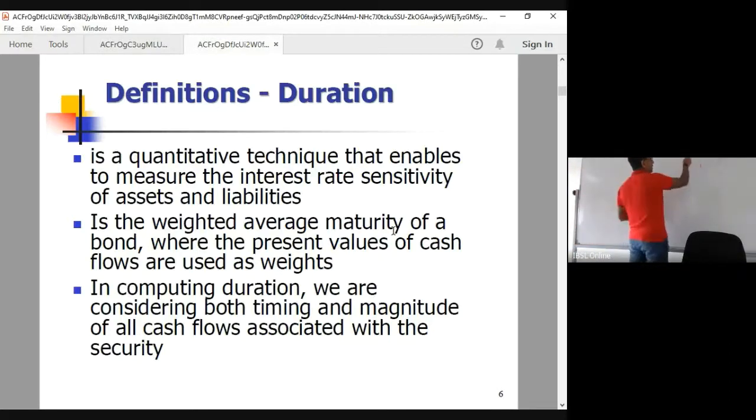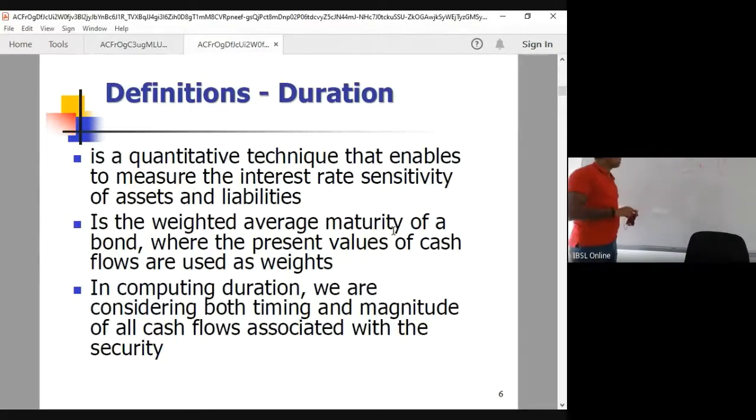Because earlier you were getting 50, so it was less. Now you are getting only 10. That means you're getting 90 at the end. Your duration was somewhere here. Now it's gone back closer to this. It's almost close to a 1 year maturity now.